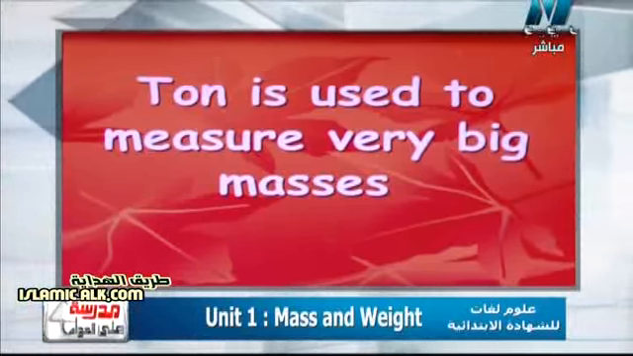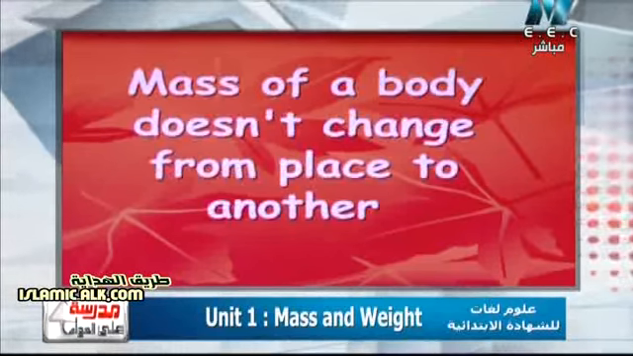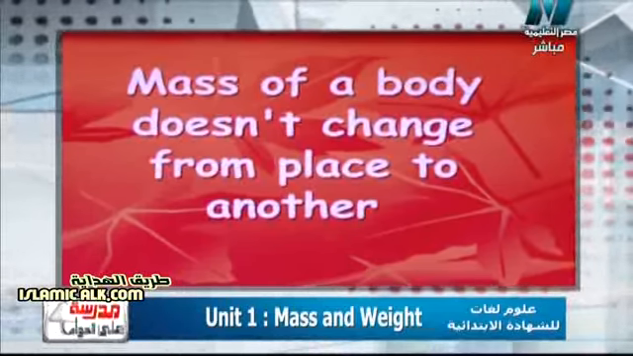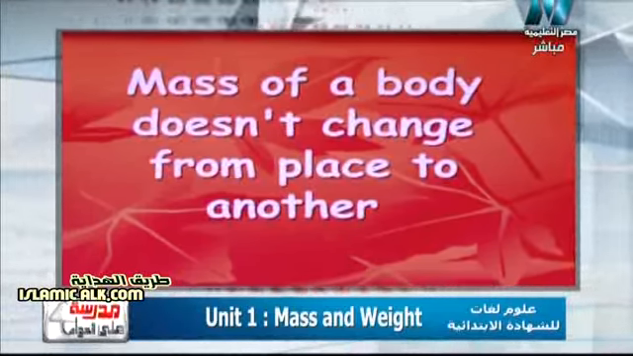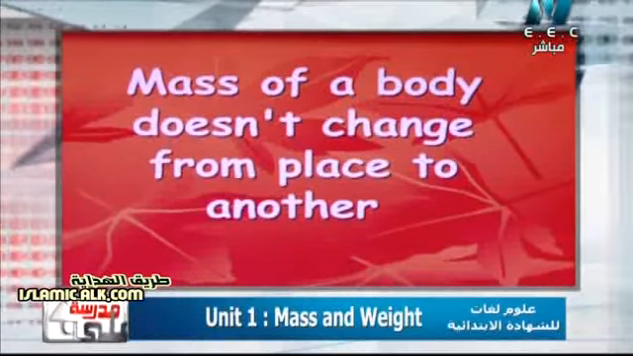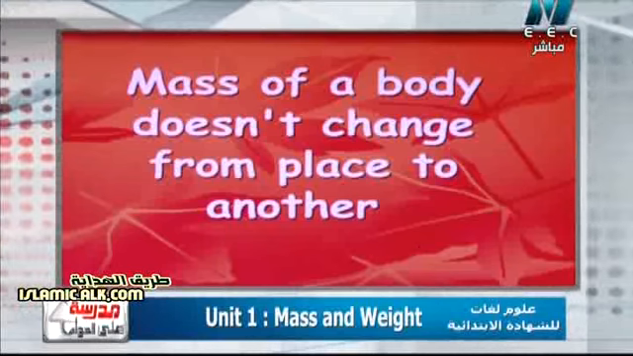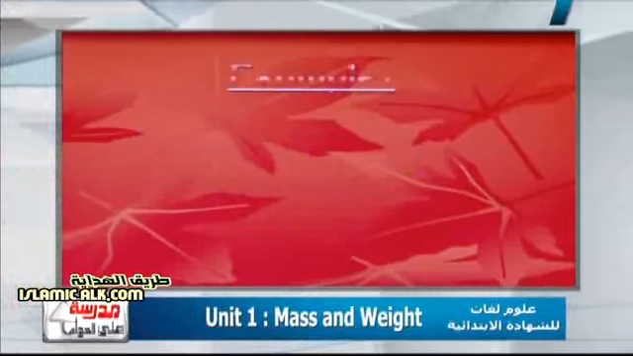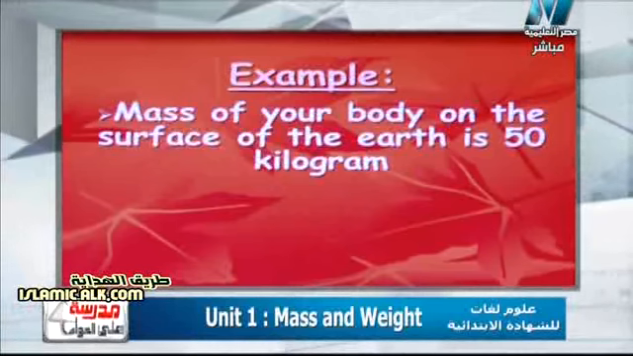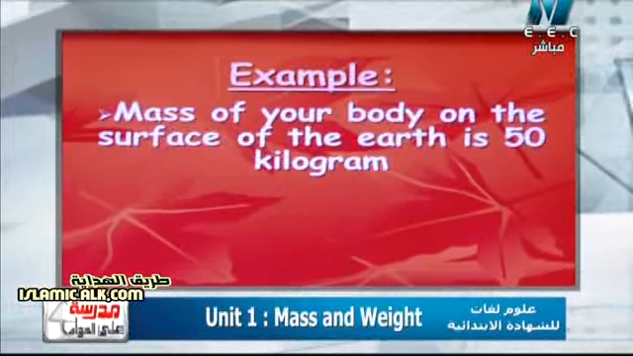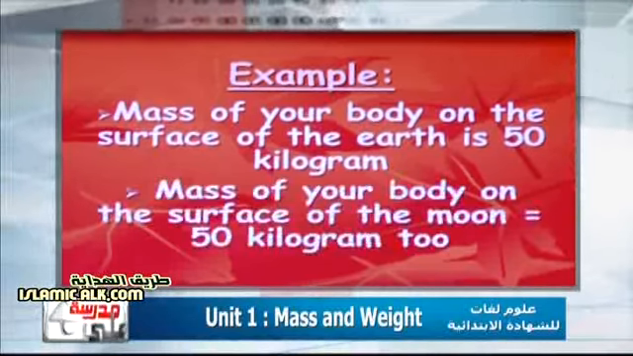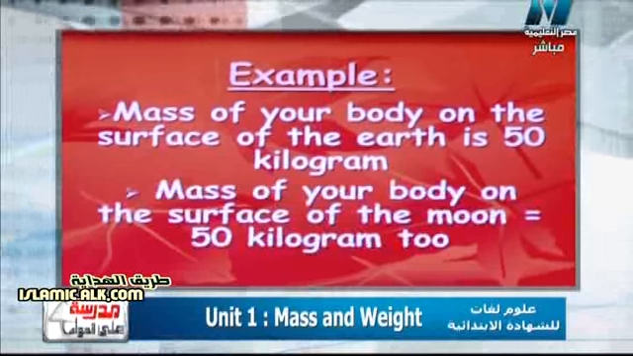So mass of a body again doesn't change from place to another. دي نقطة مهمة جدا في درس النهارده, الفرق بين الماس والويت. And the mass of any body doesn't change by changing the place of the body. So, for example, mass of your body on the surface of the earth is 50 kilogram. لو أنت كتلتك على الأرض 50 kilogram, it will be 50 kilogram on the moon. It will be again 50 kilogram on the moon.